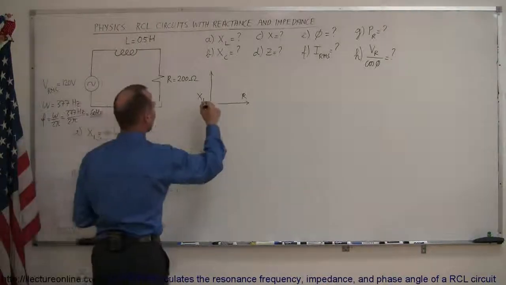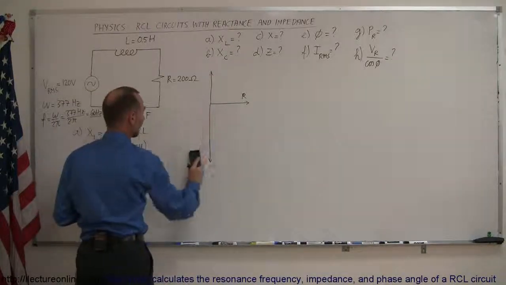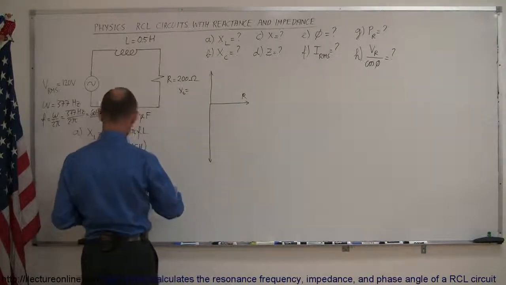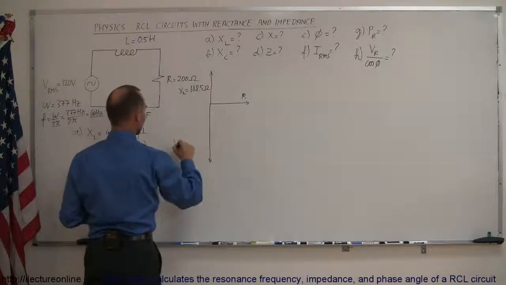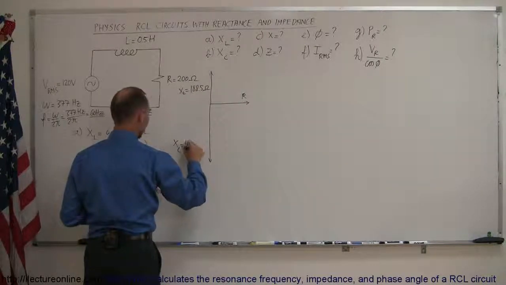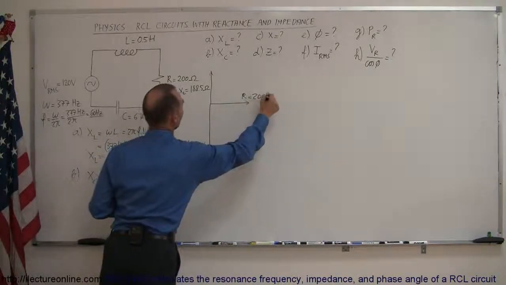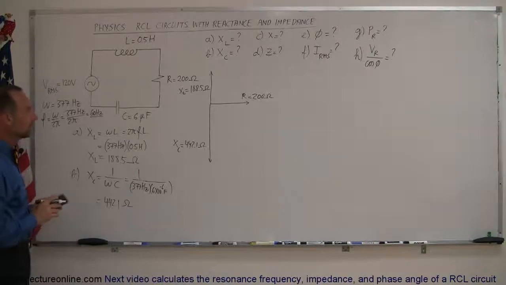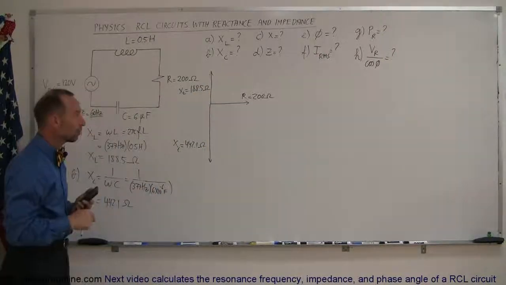resistance. So here we can say that X sub L, and let me write it in a slightly different place. Okay, so you can see that X sub L is equal to 188.5 ohms. We know that the X sub C was equal to 442.1 ohms, and the resistance was equal to 200 ohms. So here's my phasor diagram indicating the reactances and the resistance. Now to find the total reactance, we're going to add these two together, but notice they're like vector quantities, they're pointing in the opposite direction.